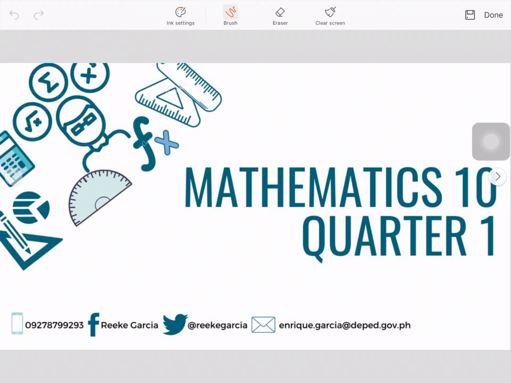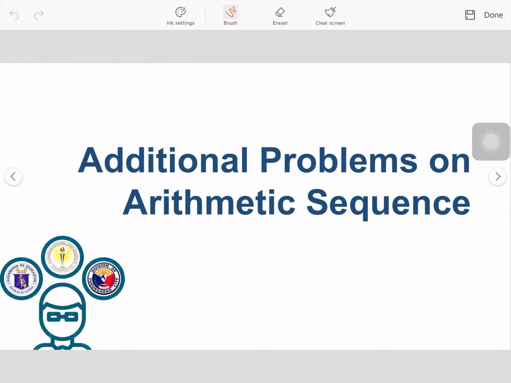This week we are going to study some additional problems on arithmetic sequences, and of course we shall also be looking into arithmetic series. So let's start with the first additional problem.